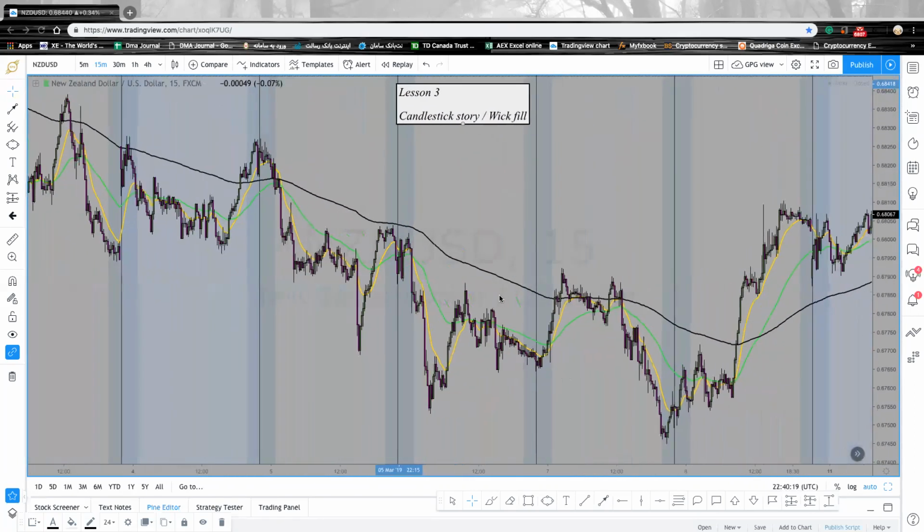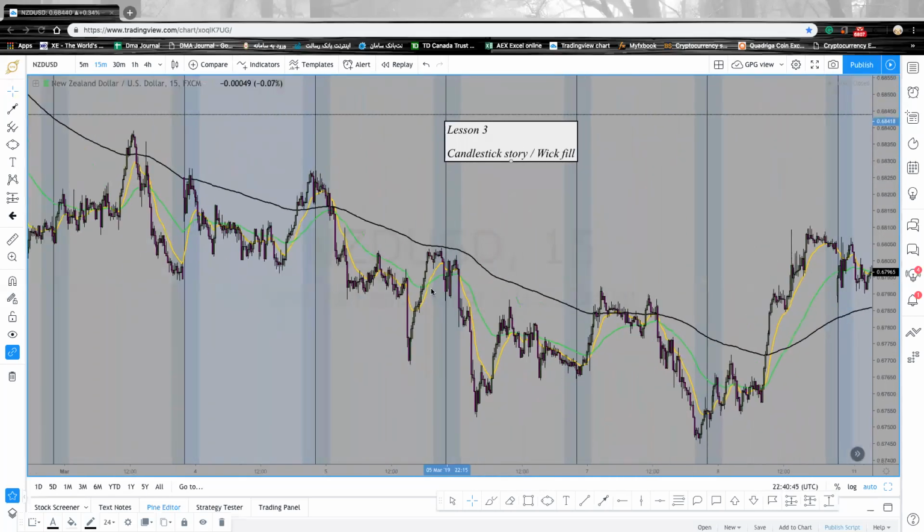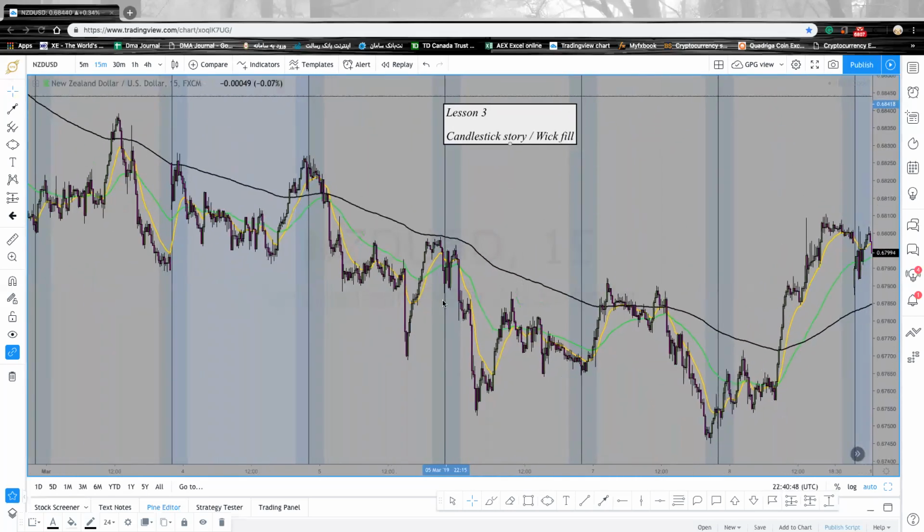Well, first thing, you should already have finished the book Candlestick Trading Bible. If you didn't finish it, you have to finish it before this lesson ends. I mean, before getting lesson 4. You have to finish it because I'm not going to talk about that here. This is some other thing I want to talk about.